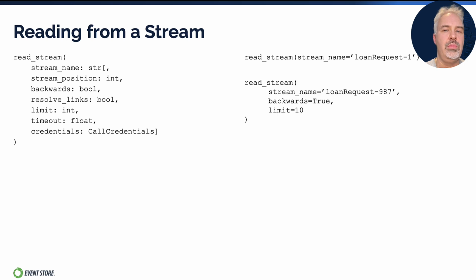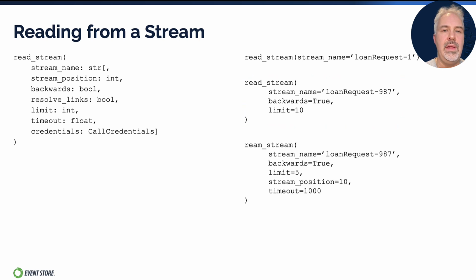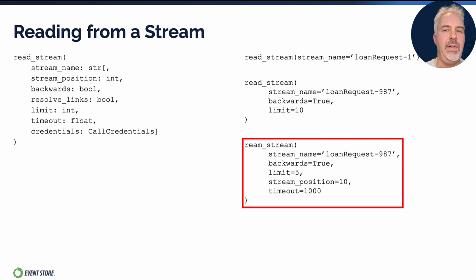In this example, we're reading from the loan request 987 stream, but this time we want the last 10 events appended to the end of the stream, and we'll read them backwards. We'll use the credentials of the user that connected to the event store, and this operation will never time out. In this example, we're reading 5 events from midway through the stream, backwards, and the operation must complete in 1 second or it will throw an exception.